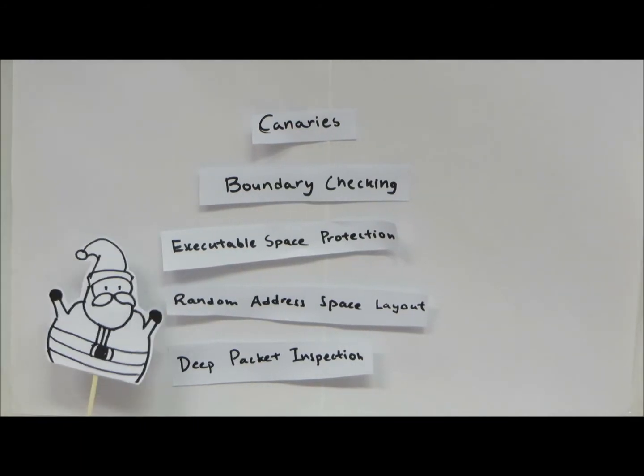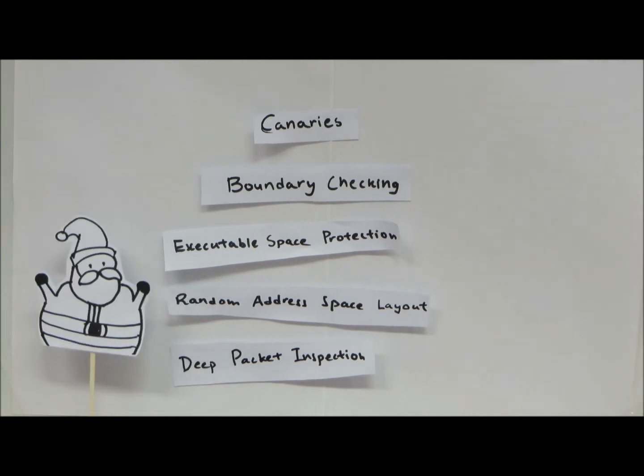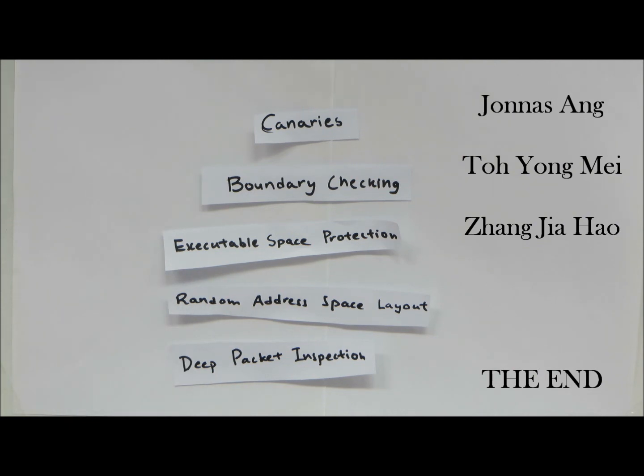Deep packet inspection. So in this example, network packets may contain malicious data that causes buffer overflows. The packet is checked for such data and stopped.